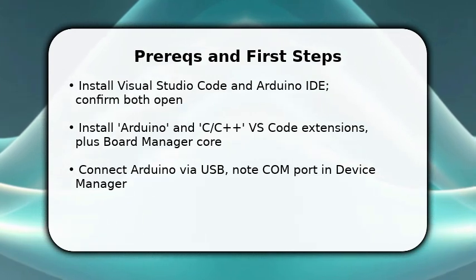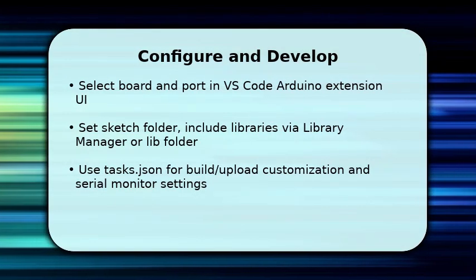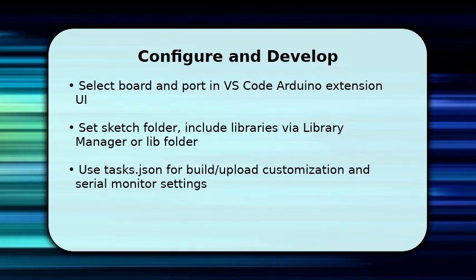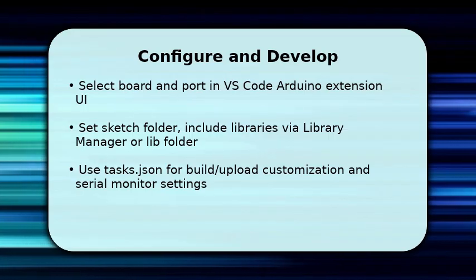Now you're ready to pick the board and configure the project. Open the Arduino panel, select the correct board and the COM port you noted earlier, and set the sketch folder. Once selected, create or open your Arduino file and add includes. Use the library manager in VS Code or copy libraries into your project's lib folder so compilation finds them.